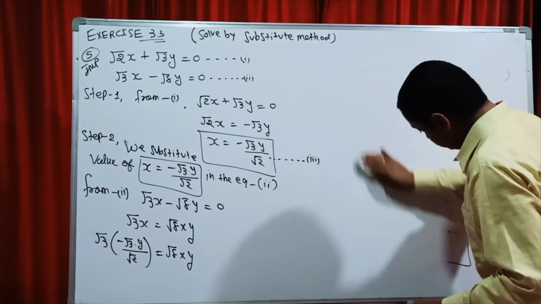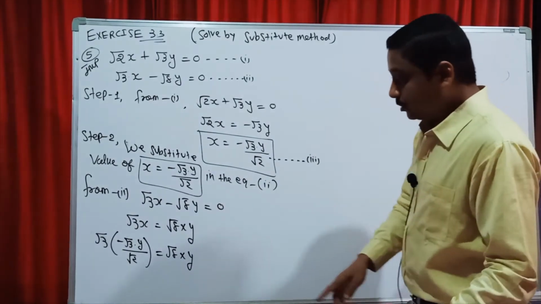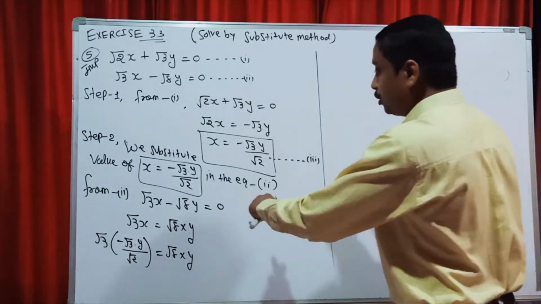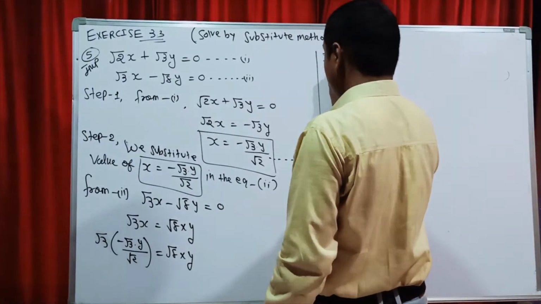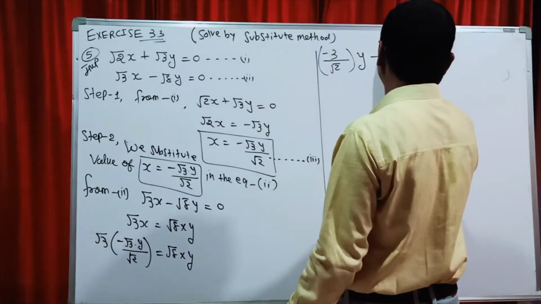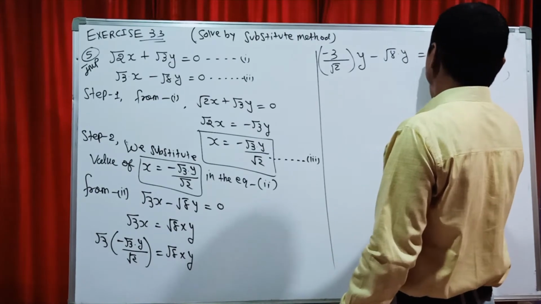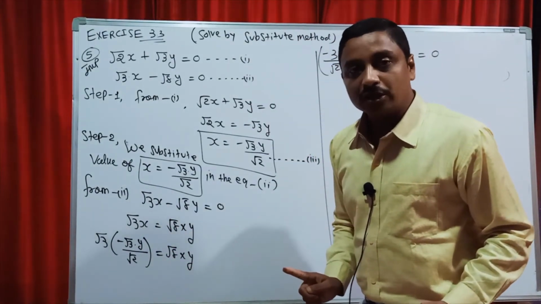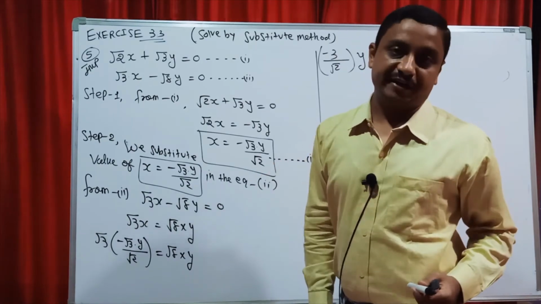You focus only on the y equation. So the other value is here: root 3 by root 2 y, and this, taking inside, minus root 8 y is equal to 0. You never remove y and y to one side both, otherwise there is no value defined.